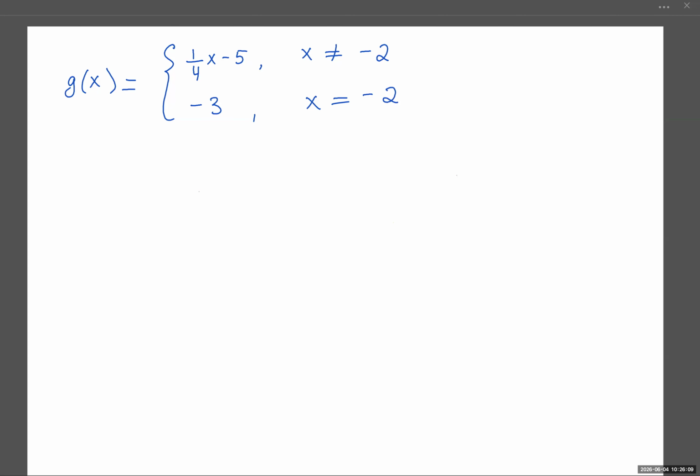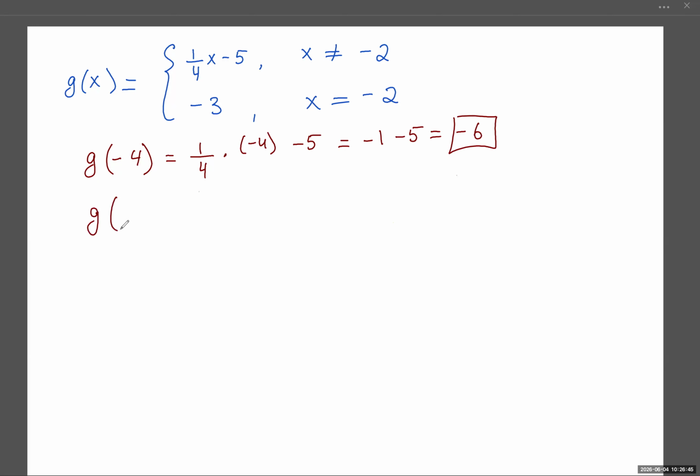So let me go ahead and show you how this is going to work. So if I had to say g at negative 4. So find the value g at negative 4. So we plug in negative 4 where we see x value in the first function, since negative 4 does not equal negative 2. So that's 1/4 times negative 4 minus 5. 1/4 times negative 4, that's negative 1 minus 5, negative 6.